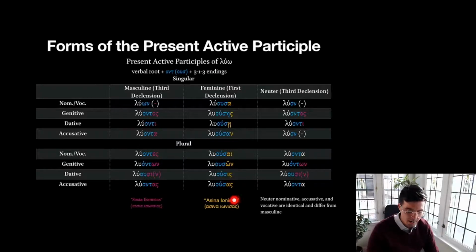And then over here, we have the endings of the first declension. And then over here, again, we have the third declension endings. But remember that the neuter always has identical forms in the nominative and the accusative. And these always differ from what you find in the masculine. This is true in the singular and also in the plural.